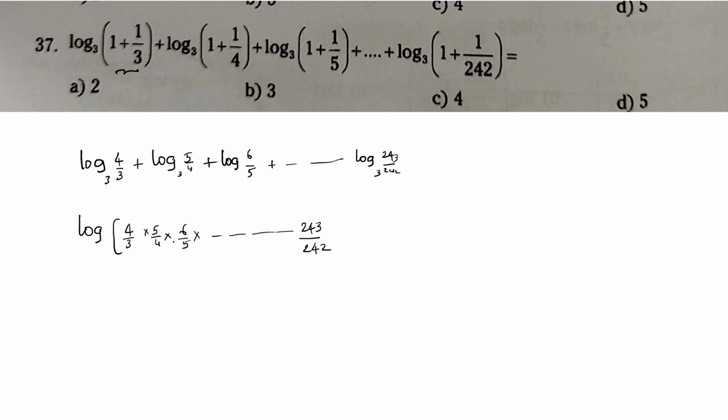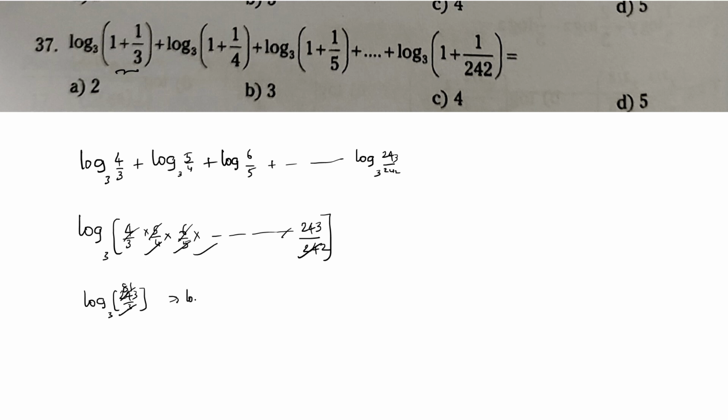So 4 4 cancel, 5 5 cancel. ఆ లెక్కన నెక్స్ట్ నెంబర్ తో ఈ 6 క్యాన్సిల్. ఆ లాస్ట్ లో 242 ముందర దాంతో క్యాన్సిల్ అయిపోతుంది. ఏం మిగిలింది మనకి 243 by 3 బేస్ 3. చూడండి ఈ బేస్ వేరు ఇక్కడ వేరు 3 వేరు. సో log 243 by 3 base 3 381 జరుగుతుంది.